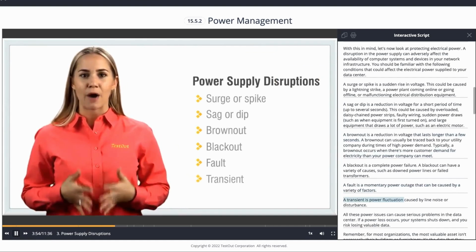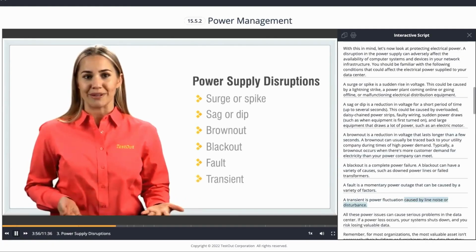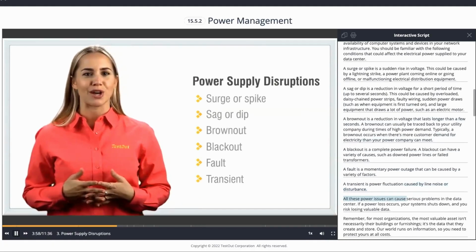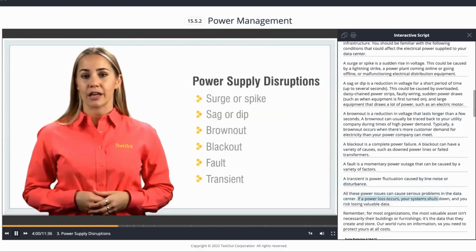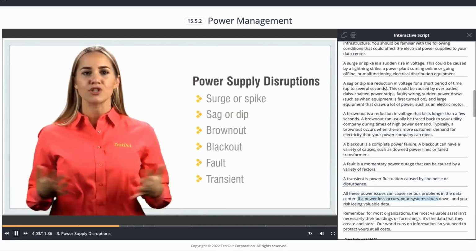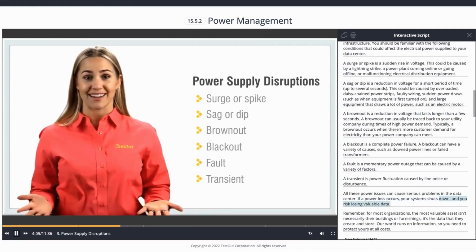A transient is power fluctuation caused by line noise or disturbance. All these power issues can cause serious problems in the data center. If a power loss occurs, your system shuts down and you risk losing valuable data.